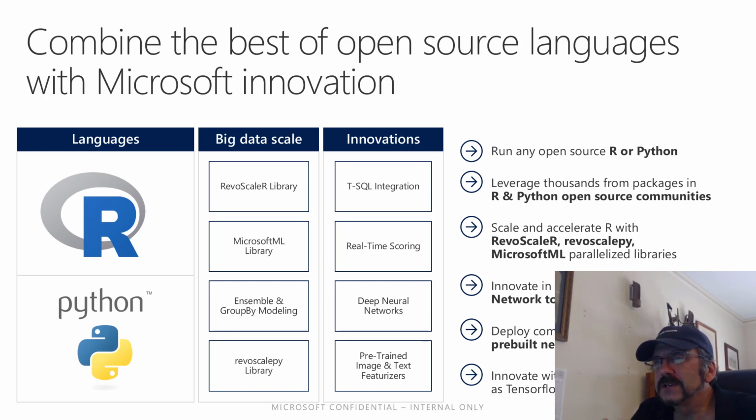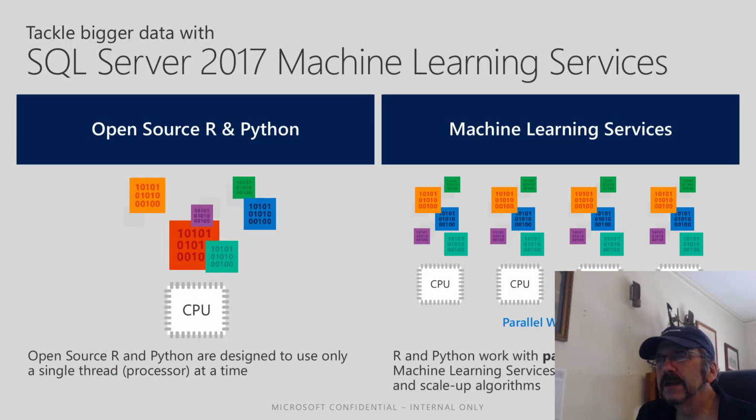And I don't have time, I wish I did, to get into a full demo, but I am going to do, I think, a presentation on that later. But you can actually compile R and Python code right in the database in stored procedures. You can call it from SQL Agent. You can do everything right within the database.